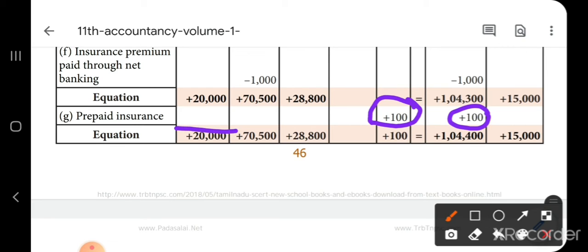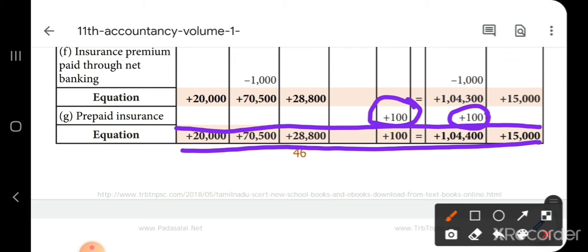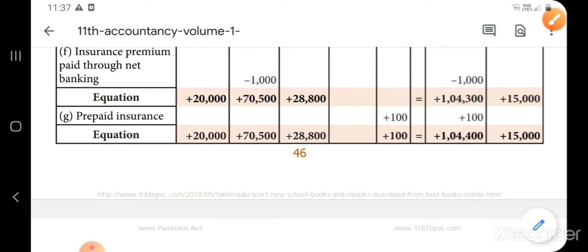Okay, now tally your statement, accounting equation, and see both the asset side and your liability side will be the same. Okay, now work out this problem neatly in your classwork.